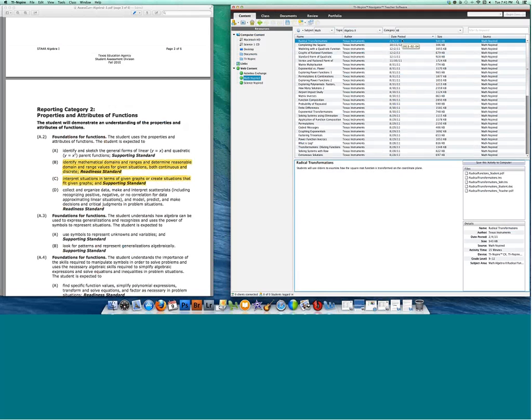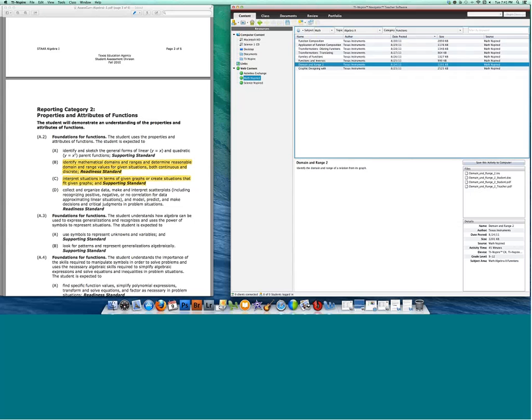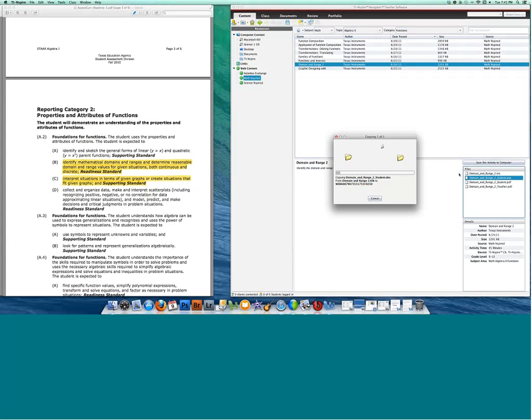So the domain and range 2 activity is actually found in the Algebra 2 section. So go again in your content tab under Math, under Algebra 2, and then it's, I forget which category it's in, under Functions and Relations. And then there's domain and range 2. So you'll notice a trend here. We'll start with the student document first.